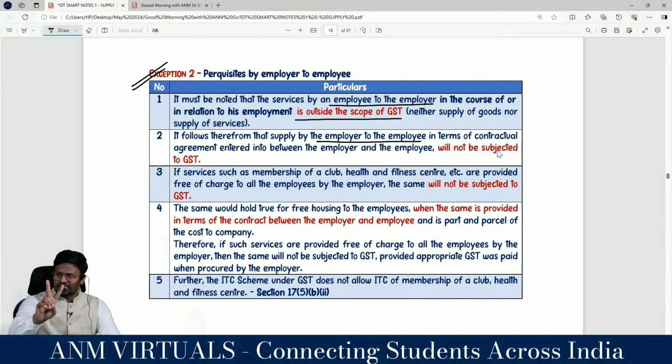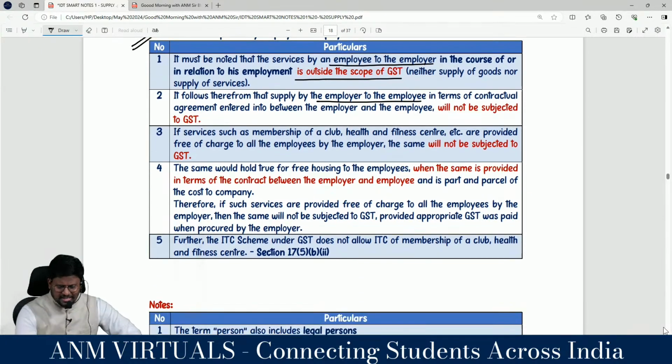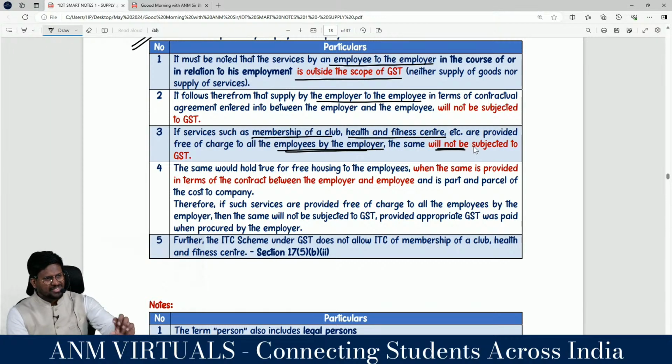But we have two exceptions. Correct? Yes, number 1, gifts up to 50,000 rupees in a financial year. Number 2, perquisite provided by the employer to the employee will not be regarded as deemed supply. If such a service, such as membership of a club, health and fitness center, is provided free of charge to all the employees by the employer, the same will not be subject to GST because this is perquisite. Perquisite provided by the employer to all the employees will not be regarded as deemed supply.